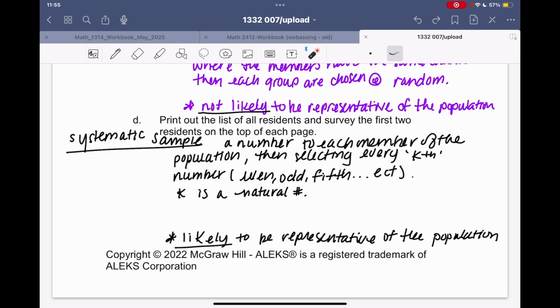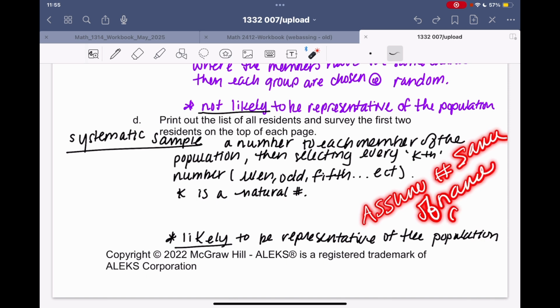We're going to assume the same number of names on the page. Okay, because it says print out a list of all residents and survey the first 2 residents on the top of each page. You need to suppose that there's the same number of names on each page.